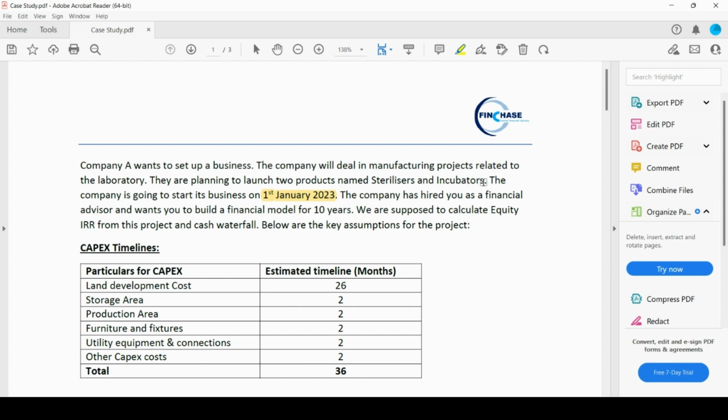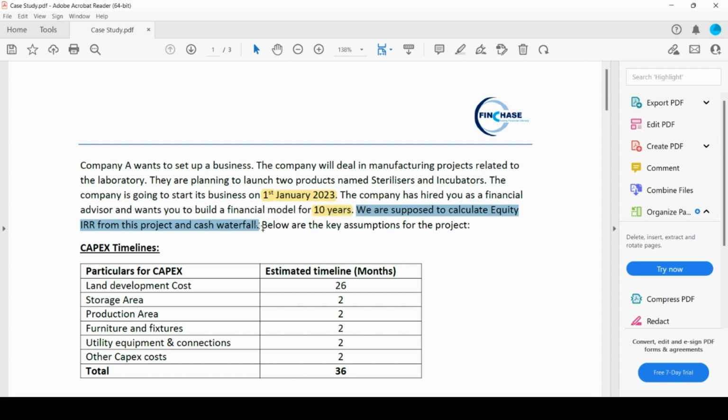So there is one important piece of information: the company is going to start its business from 1st January 2023. This means that the company will establish its business from 1st January 2023. Then the company has hired us as a financial advisor and wants us to build a financial model for 10 years. So the projections are going to be for 10 years, guys. Then we are supposed to calculate equity IRR from this project, and we are supposed to calculate the cash waterfall.